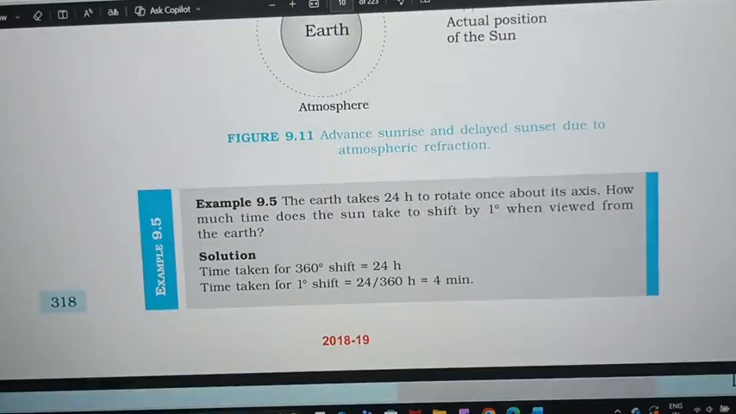Now they are telling that Earth takes 24 hours to rotate once about its axis. Then what about a 1 degree shift when viewed from the Earth? Very simple. Entire rotation about its axis is nothing but the entire circle, that will be 360 degrees. So for rotating that 360 degrees, it is taking 24 hours. So for 1 degree, how much will it take? You have to just do division, 24 divided by 360.